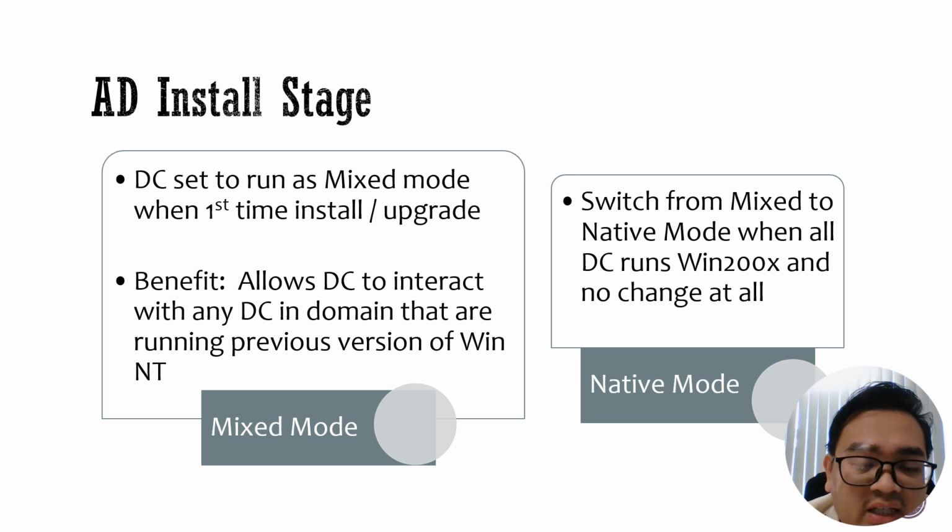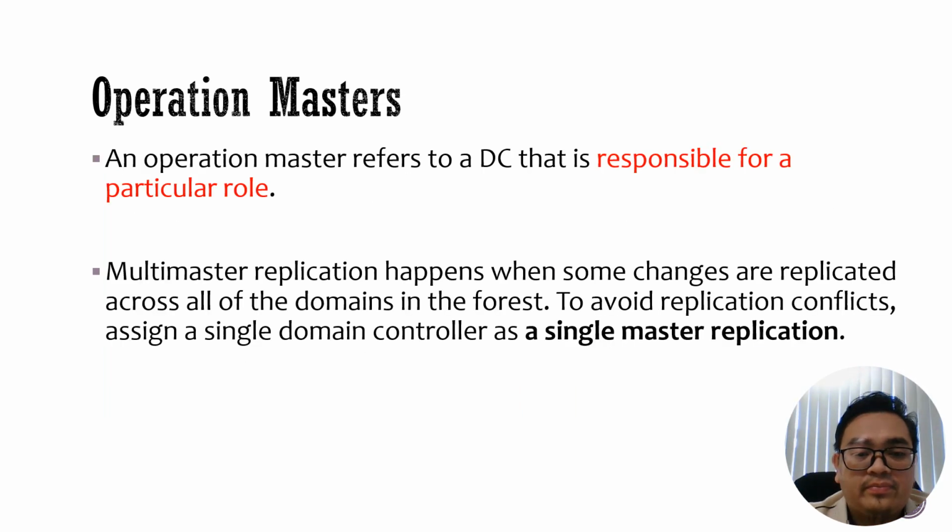So the AD install stage. After we have set up everything, this is the time for the installation stage. The DC must be set to run in mixed mode for a first-time install or upgrade. The benefit of mixed mode is to allow the DC to interact with domain controllers that are running previous versions of Windows, and then you switch from mixed to native mode when all the DCs run the new Windows and no change is needed at all.